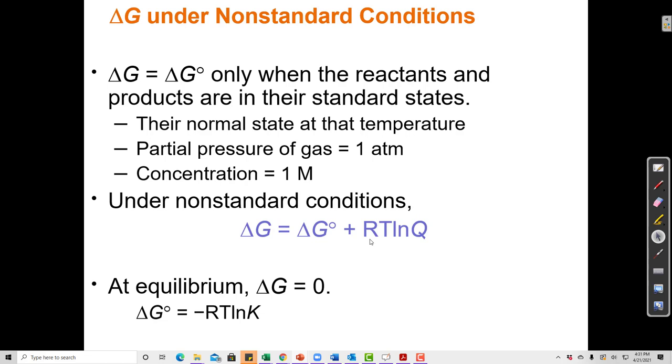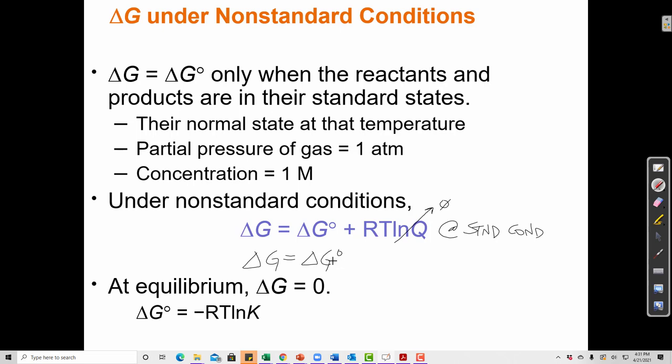So what happens if I am at standard conditions? What's the value of this equation when I'm at standard conditions? Well, remember, standard conditions has Q equal to 1. If Q equals 1, then the natural log of 1 equals 0, and 0 times RT equals 0. So if we're at standard conditions, then delta G equals delta G naught, which totally makes sense.